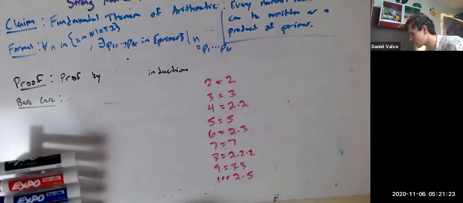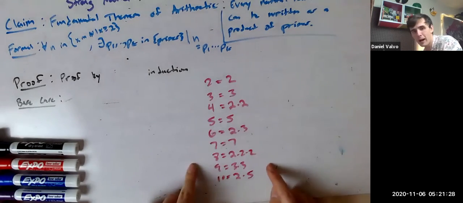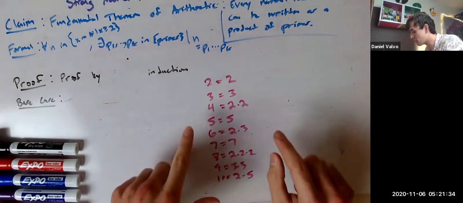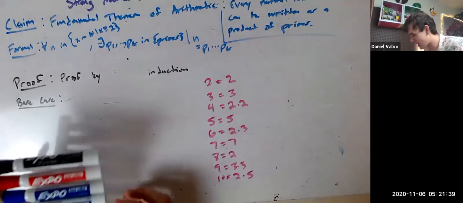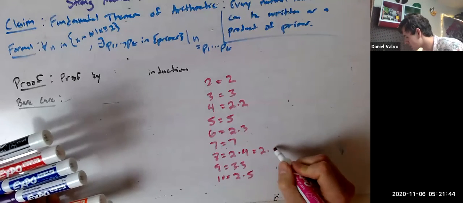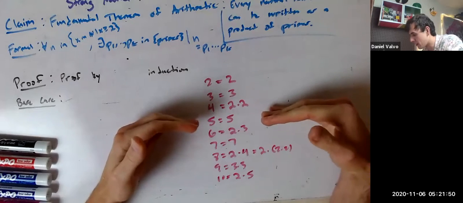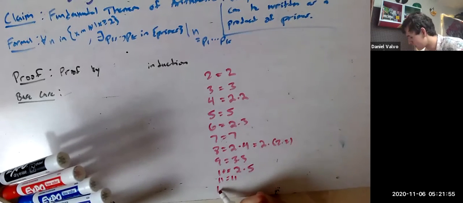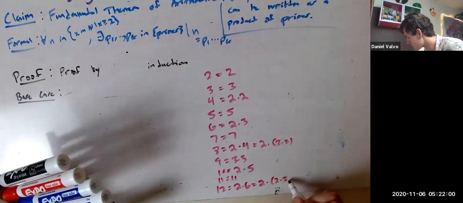And here's the thing to notice, right? At each step, either you're prime, or if you're not prime, like if you're 4, 6, 8, 9, you can be broken down into smaller numbers. So maybe 8 I should have written instead as 2 times 4, which equals 2 times 2 times 2. The point being that if you're not a prime number, you're guaranteed, I'll do 12 too. 11 is just 11, and then 12 is 2 times 6, which is 2 times 2 times 3.